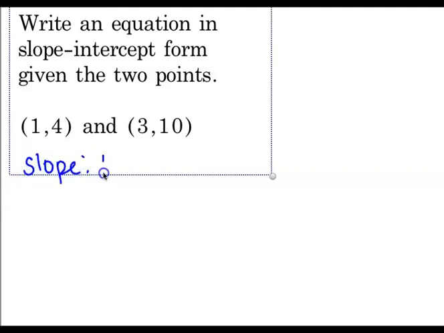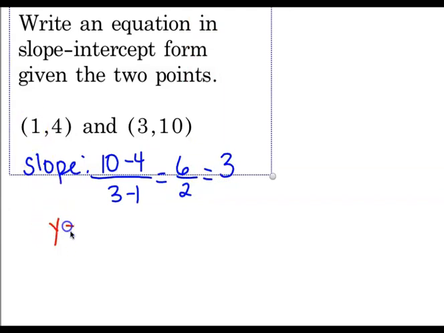So the slope, remember, is change in y, so 10 minus 4 over change in x. 10 minus 4 is 6, 3 minus 1 is 2. So in this case, my slope is 3. So now I'm going to write it in slope-intercept form. y = 3x + b.